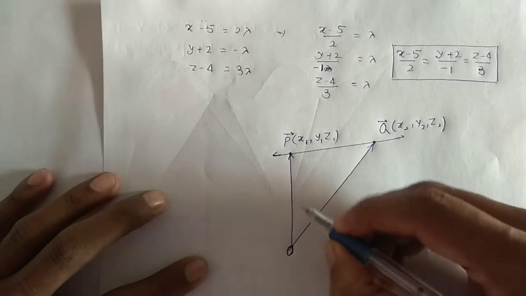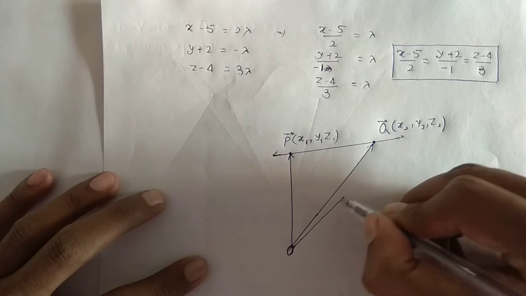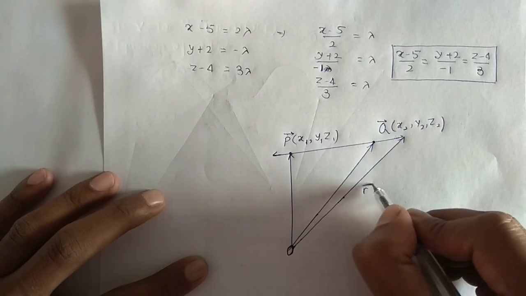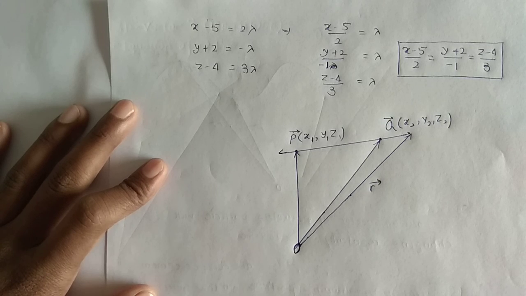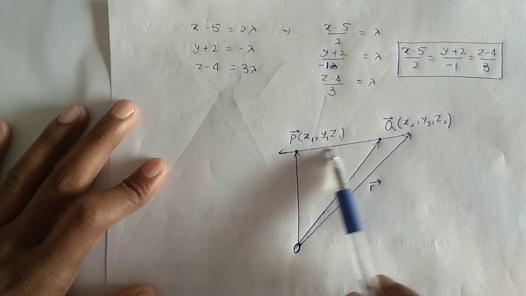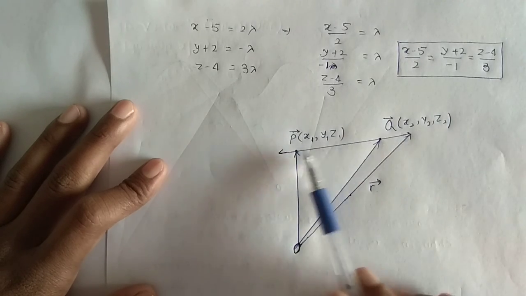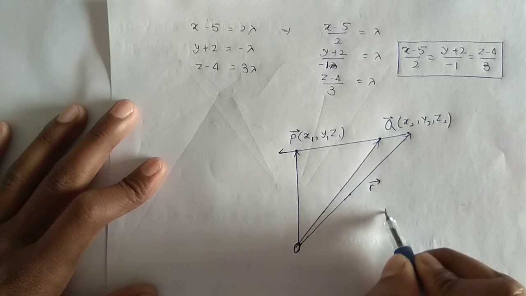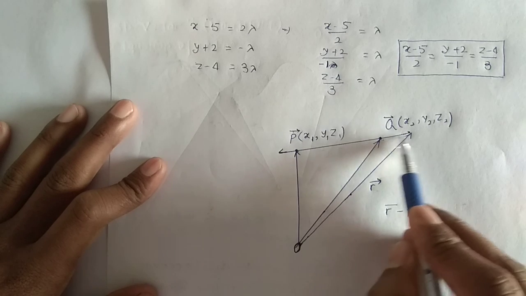And taking another point on this. This is another point in general. Position vector is R. This is actually vector R minus P, and it is parallel to PQ. Here we write the equation R minus vector P. You may also write R minus Q.